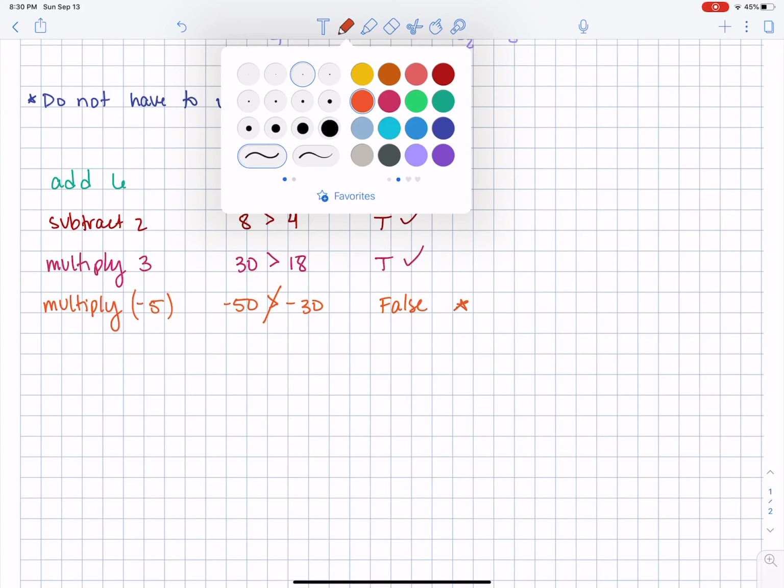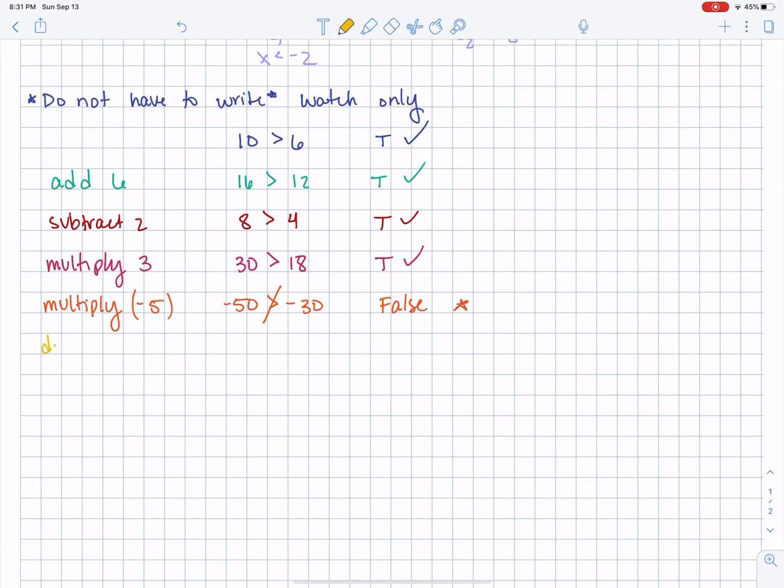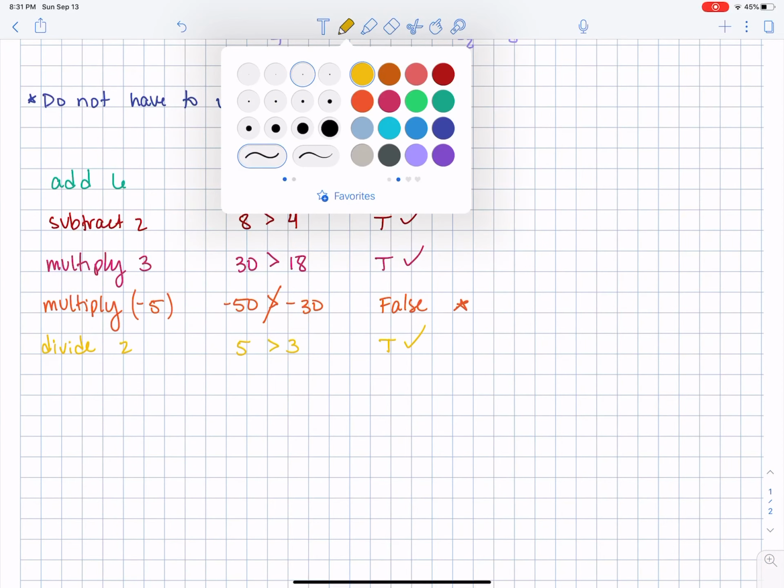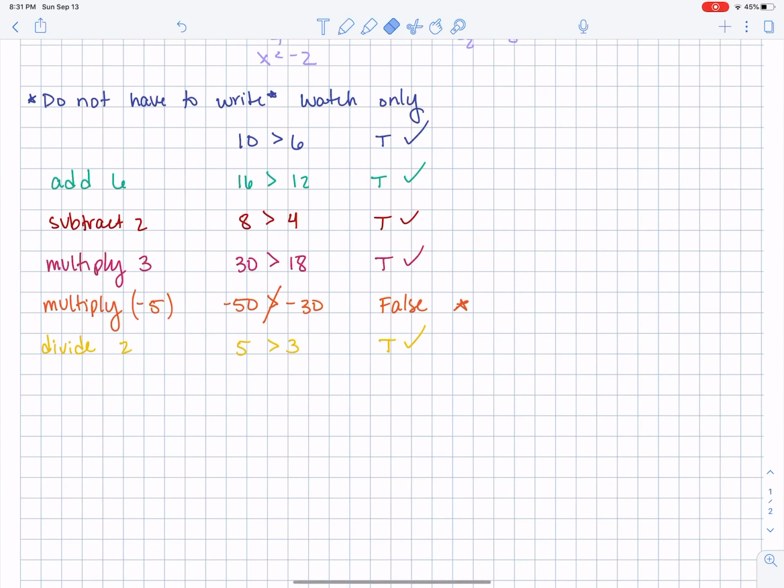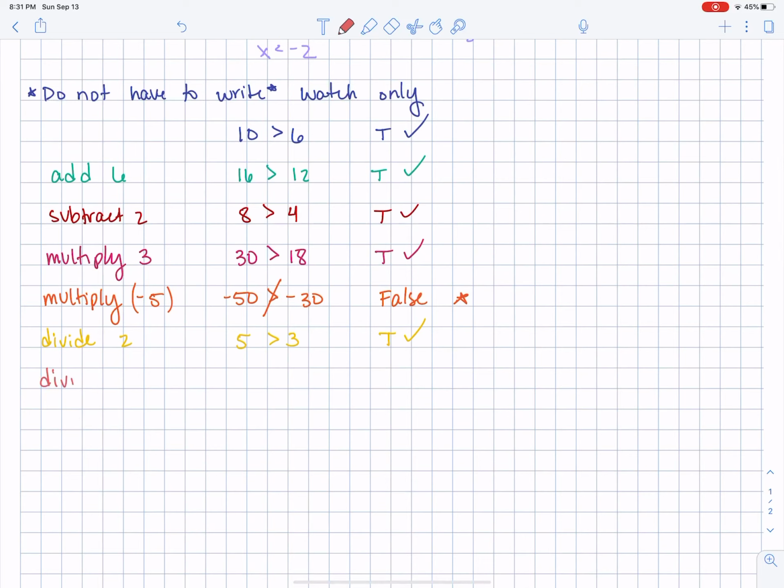Now, the last thing that we have to do here is divide. So I'm going to first divide by 2. I have 5 and 3. That still works. I get a true one when I divide by a positive number. But you could probably guess this right now, that when I divide by a negative 2, so now I have 10 divided by negative 2, that's a negative 5 and a negative 3. Again, we end up with that false statement.